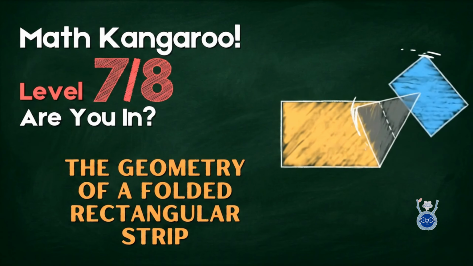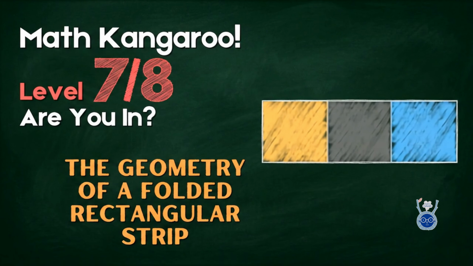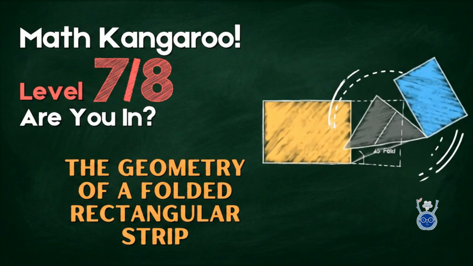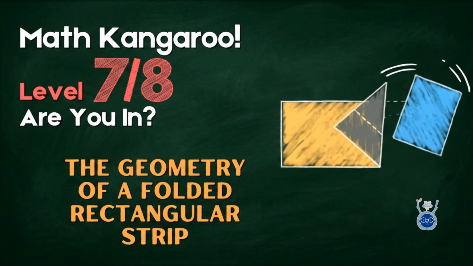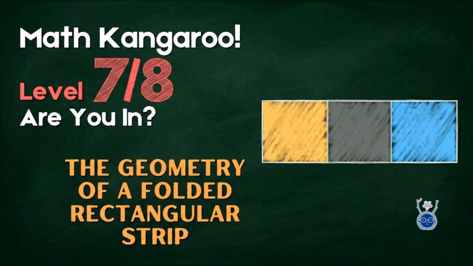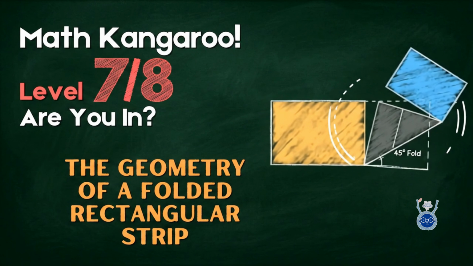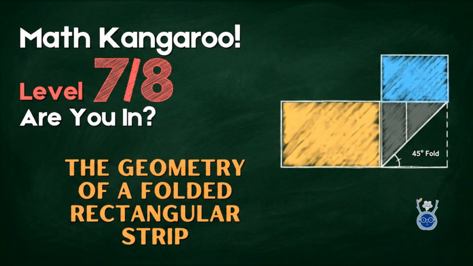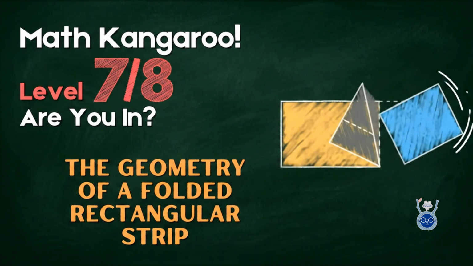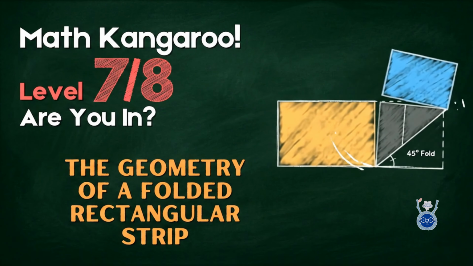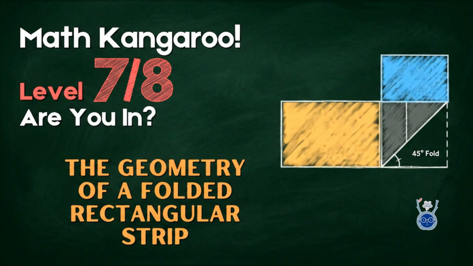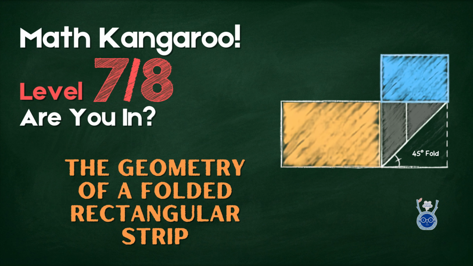If you think high-level geometry and paper folding problems are nothing but dry formulas, rigid textbook equations, and endless calculations that take all the fun out of thinking, get ready to change your mind completely. In this video, we tackle a brilliant Math Kangaroo Level 7-8 spatial brain teaser called The Geometry of a Folded Rectangular Strip, using pure logical thinking, geometric creativity, and an intuitive tracking strategy instead of mindless rote memorization. Let's get right to the quiz.